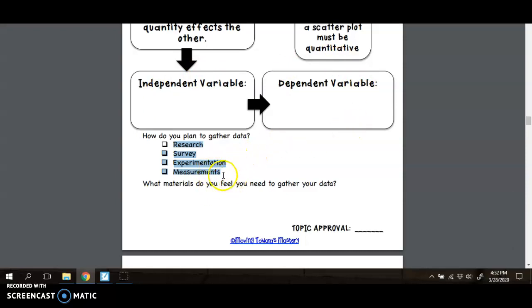And then measurement, I'm going to give you an example of a measurement one. So how can I take 2 measurements and see, do they relate to one another? And then you're going to just tell me what kind of other materials you're going to need to fill out the rest of this.